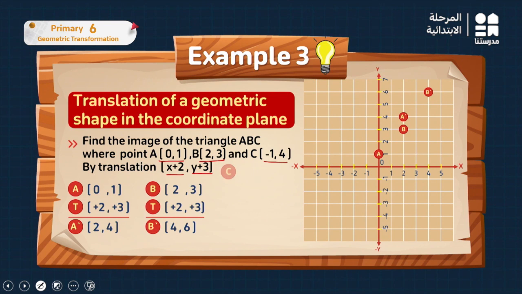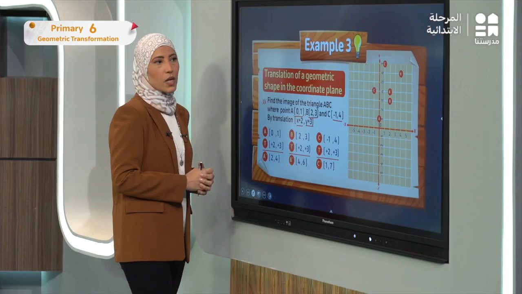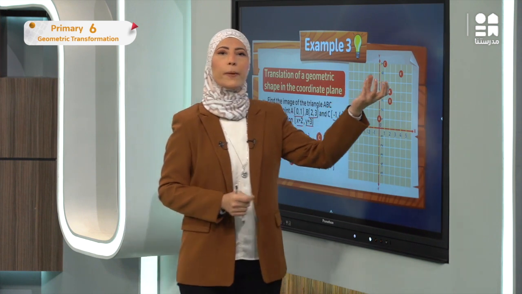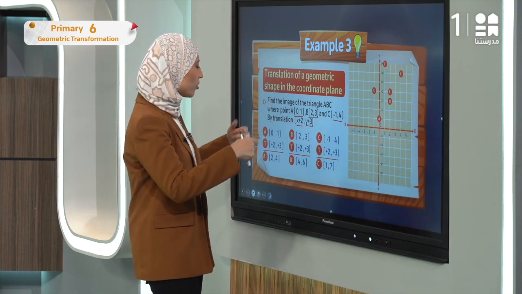تعالوا نشوف point C. Negative 1 and 4. So I will going to add my translation 2 and 3. So 4 plus 3 equals 7. Negative 1 plus 2 equal 1. So my C dash, or the image of C, will be 1 and 7. طب when I put my points, تعالوا كده نعمل revising.